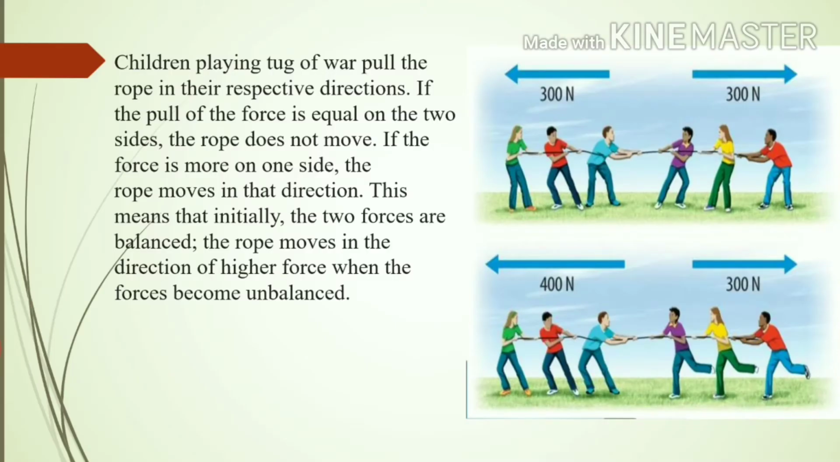Balanced and unbalanced forces can also be explained with the example of tug of war. Children playing tug of war pull the rope in their respective directions. If the pull of the force is equal on two sides, the rope does not move. If the force is more on one side, the rope moves in that direction. This means that initially the two forces are balanced. The rope moves in the direction of higher force when the forces become unbalanced.